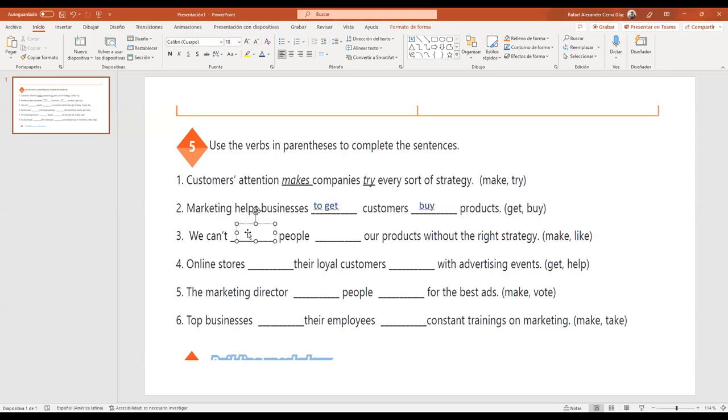Okay. Rafael, in the two sentence, I think that we need to put only get, yeah, without to. But I'm not sure. And buy with to. To buy. Customers to buy. Okay. If you want, we can see the page number 28. And there is an example. Yes, you're right.